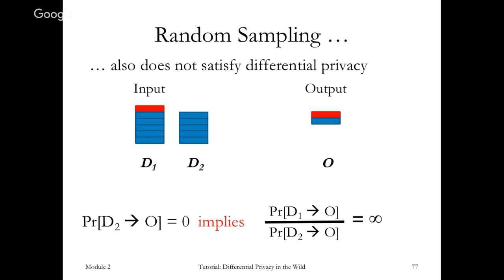However, random sampling intuitively does give you some privacy, and you can use it to amplify the privacy guarantee of a differentially private algorithm. I won't go into that, but random sampling can provide some privacy if you incorporate it appropriately into your techniques.